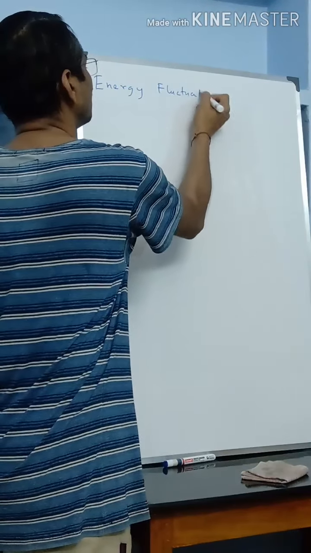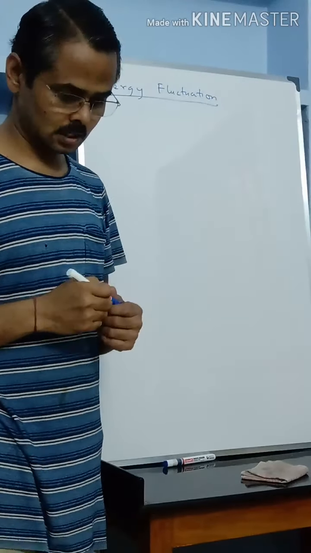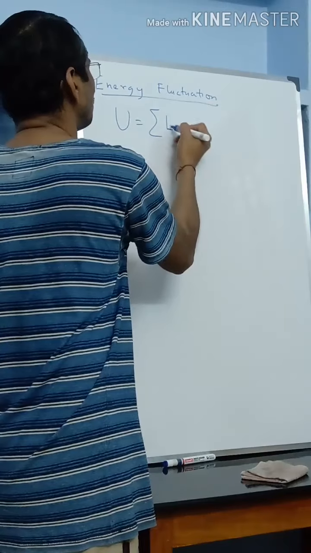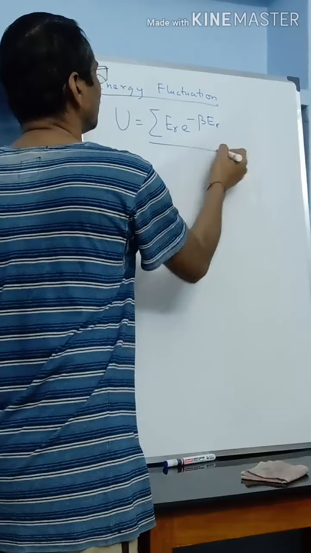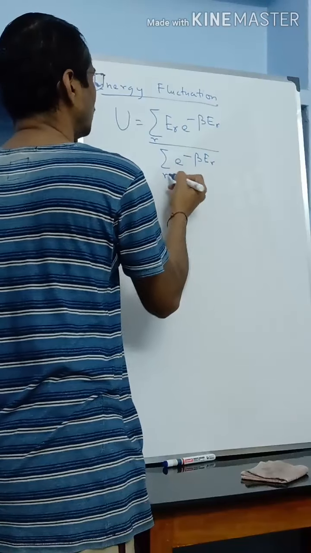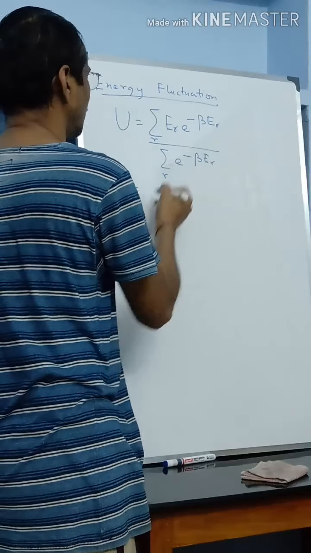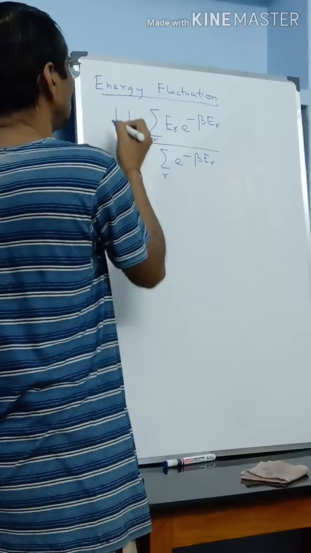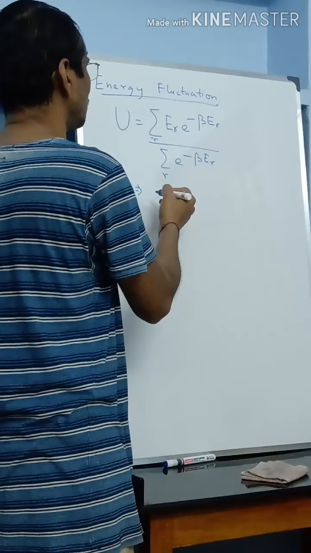that can be derived very easily by noting the fact that the internal energy, or the mean energy of the system, for the canonical ensemble can be given as U equals the summation over R of E_R e to the power minus beta E_R divided by the summation over R of e to the power minus beta E_R, and this is the average value of the energy, which is U.